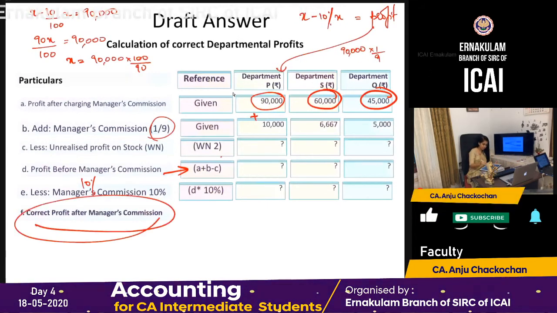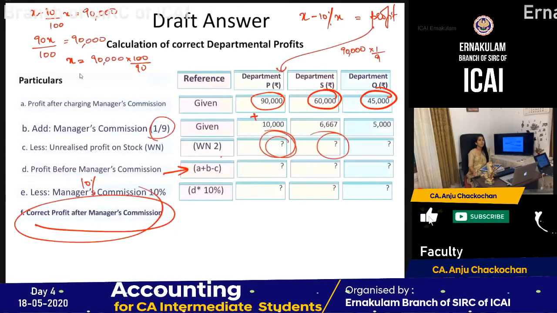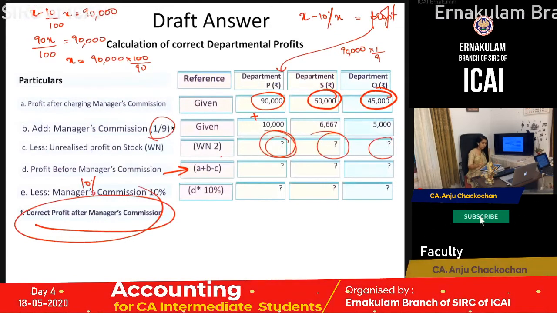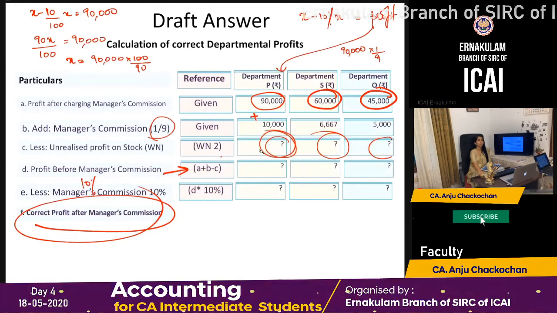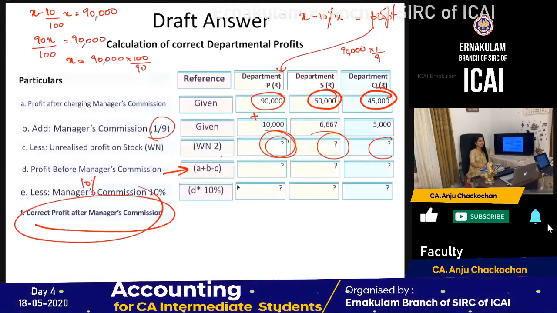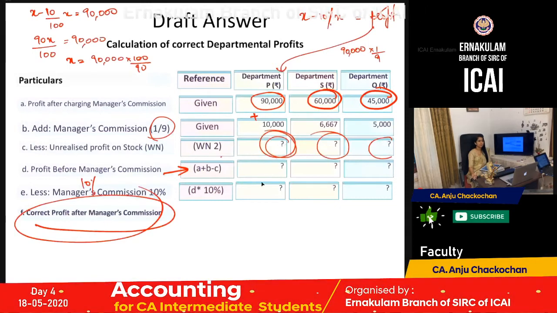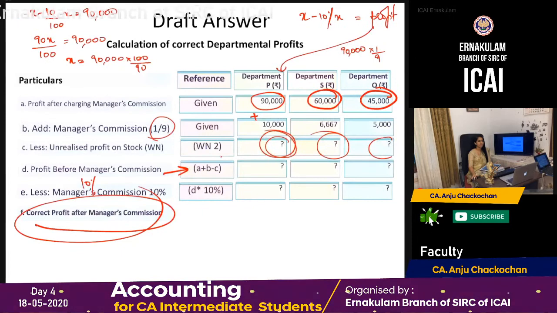So this is the task, and our requirement is only to compute the unrealized stock. Once you get the unrealized stock, the others are very simple. So do one thing in the final answer. I just want you to write down the first two lines, and then we'll proceed. Just keep on writing, students. Just post in the figures, 90,000, 60,000, 45,000, and the manager's commission part. Nothing more. Very easy.